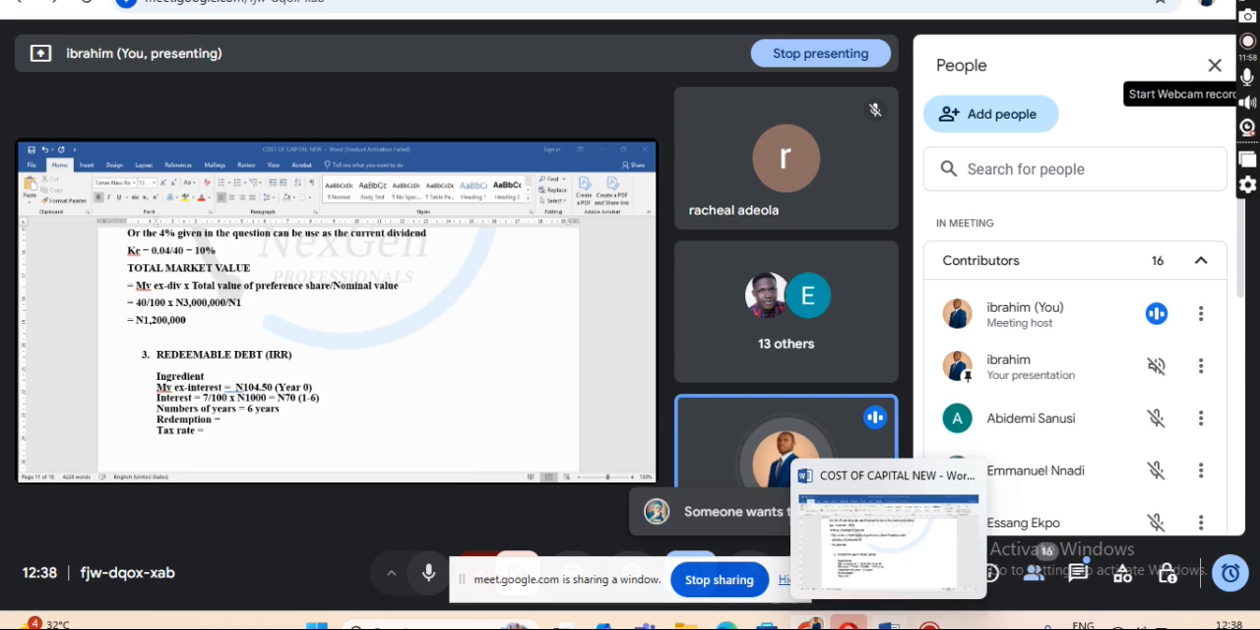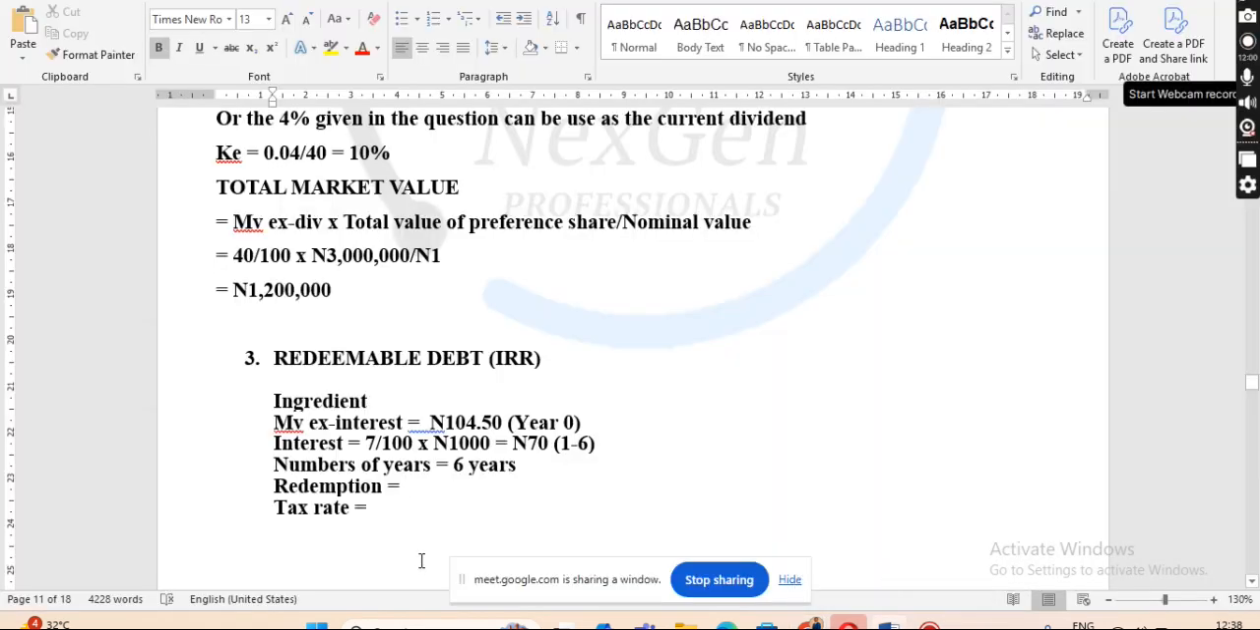So the nominal value is 1,000. You have to add the premium to it. So therefore, you cannot have redemption, the premium, plus the nominal value, right? Now, what is the premium? The premium is how many percent? 5%.